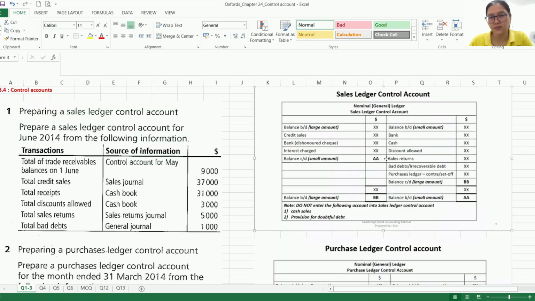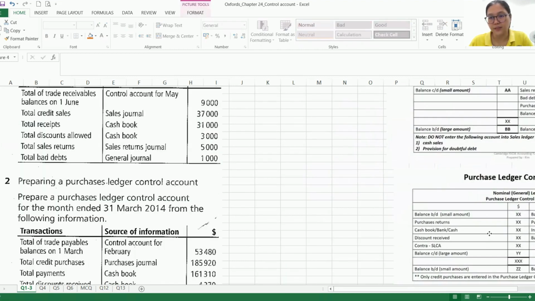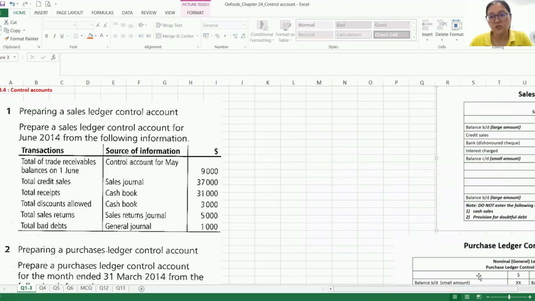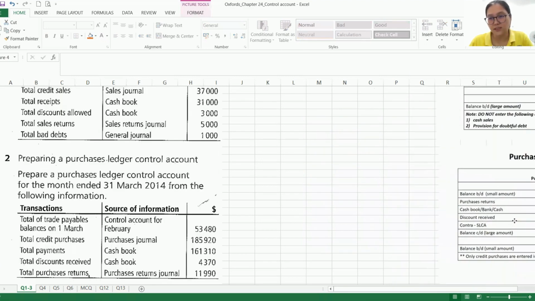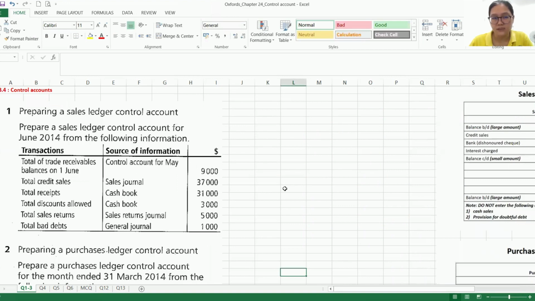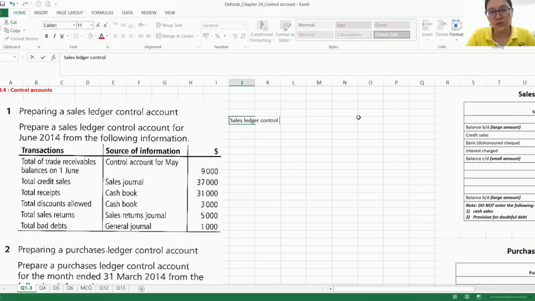So based on the question that we have here, now we start to prepare the T account. Most of the time, if the question asks about this topic, they ask you to prepare the T account for the sales ledger control account and the purchases ledger control account. As usual, we put in the 6 columns if we have the date, everything. Here, question number 1, they say prepare a sales ledger control account. If you want more detail about it, refer back to the notes that I gave.